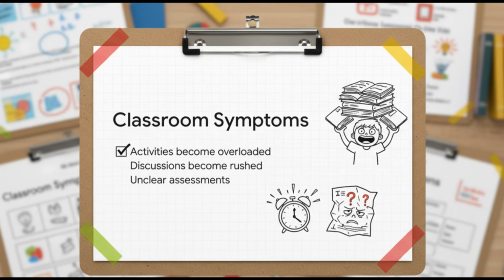Let's think about what this paperwork mistake actually looks like inside the 4 walls of your classroom. When you overload those competencies, the activities themselves become completely overloaded. Your students end up just jumping frantically from one concept to the next with zero time to process any of it. As a result, your discussions become totally rushed because, let's be honest, you're watching the clock like a hawk. And finally, the assessment becomes super unclear. Think about it. If you just taught 4 different things, how do you accurately measure which one the students actually understood? It just creates a chaotic environment for everyone involved.